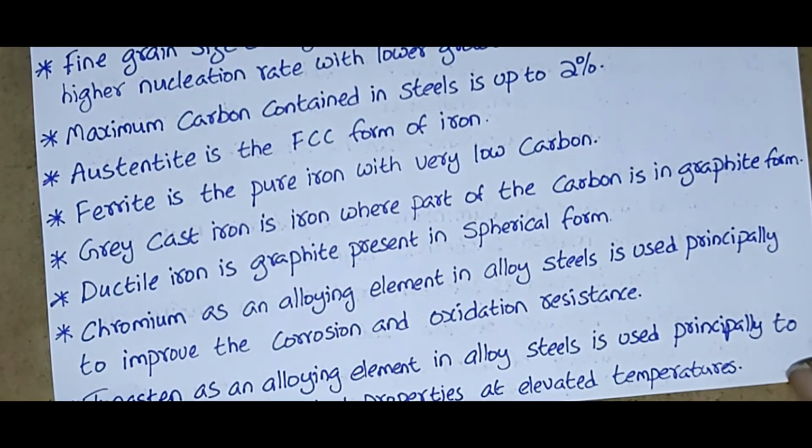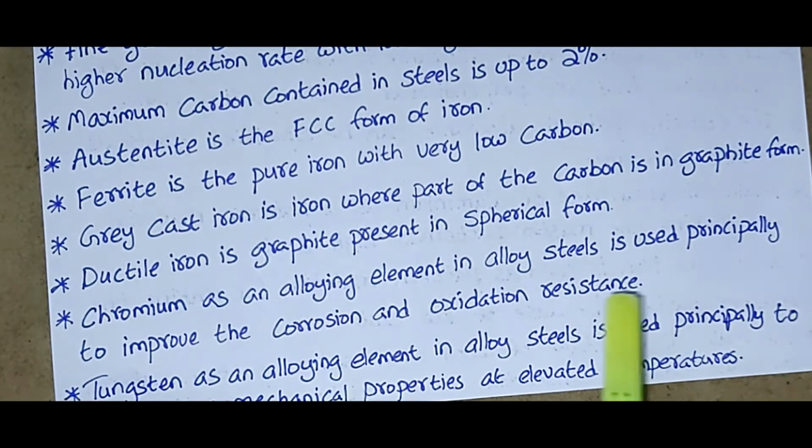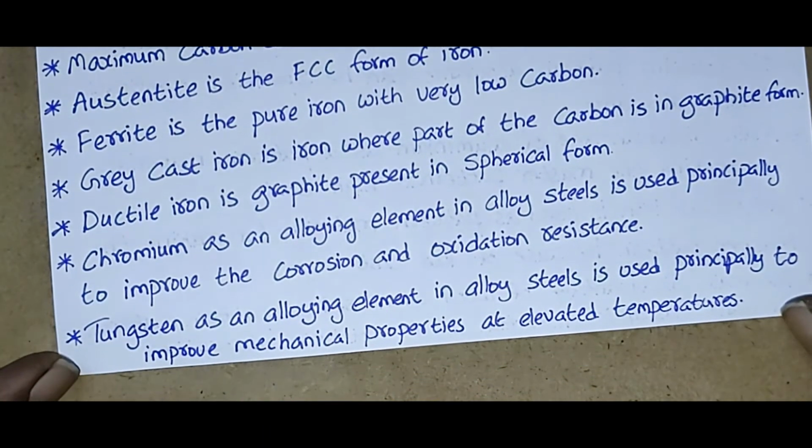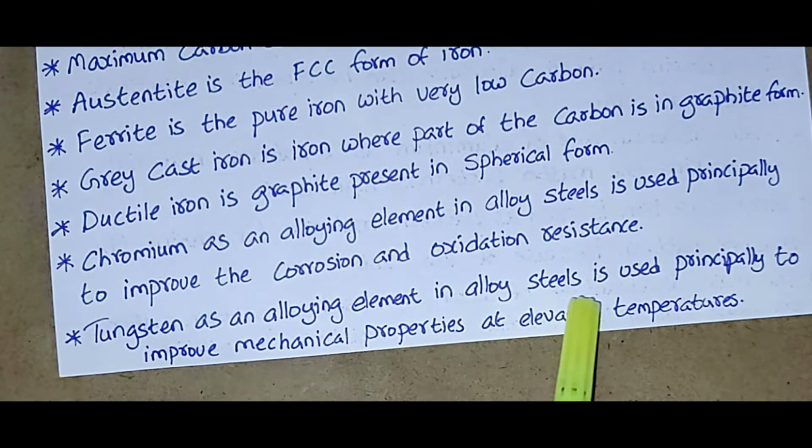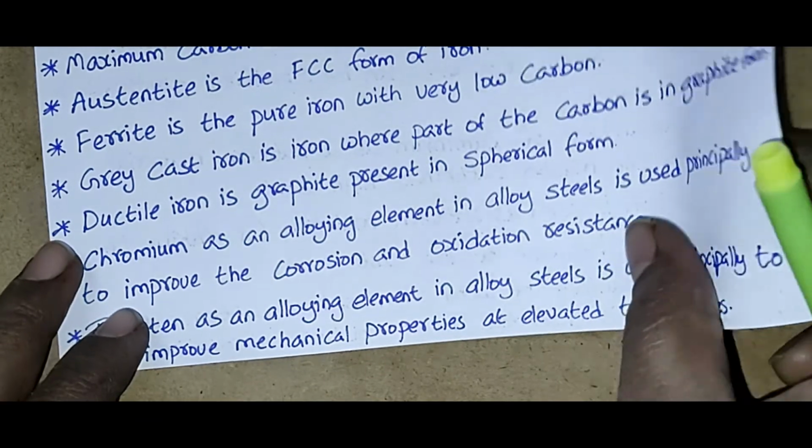Chromium as an alloying element in alloy steels is used principally to improve the corrosion and oxidation resistance. Tungsten as an alloying element in alloy steels is used principally to improve mechanical properties at elevated temperatures.